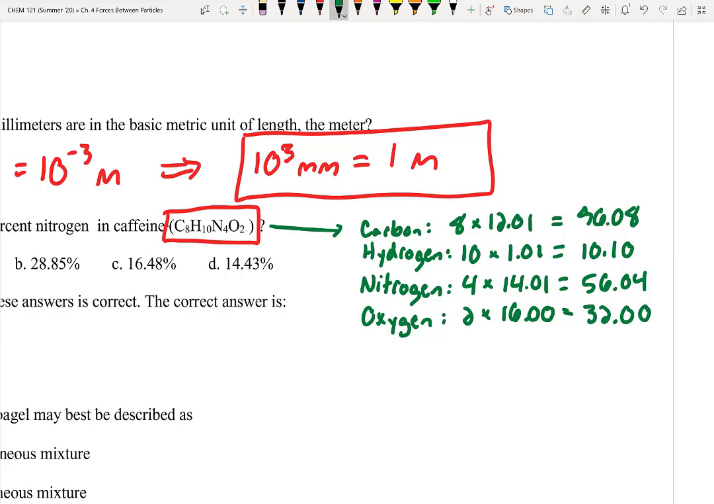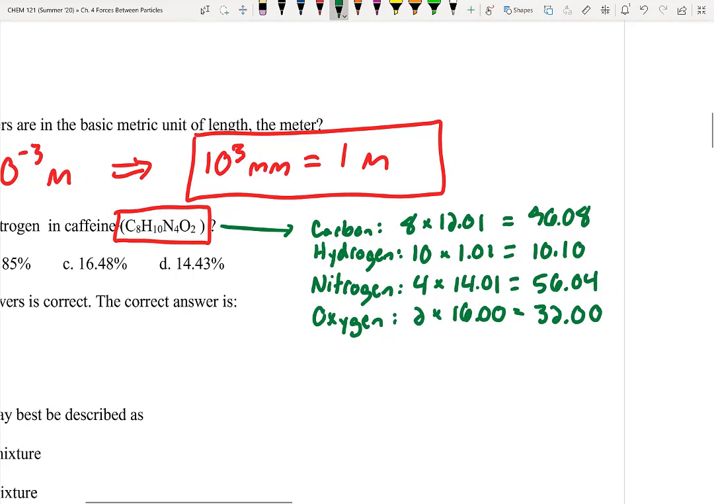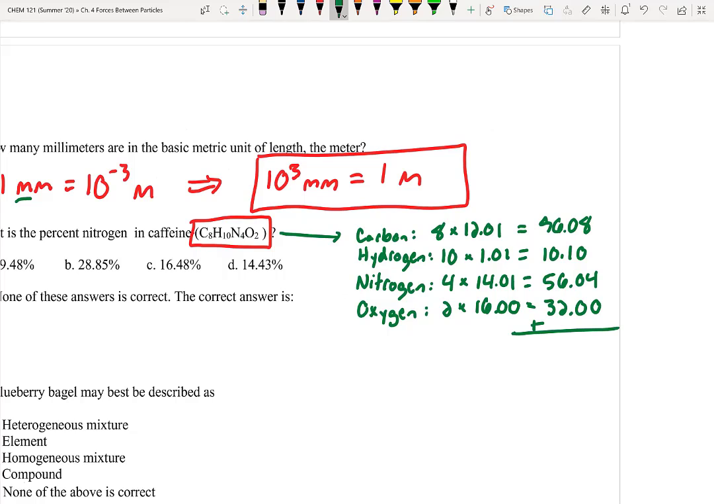All right, now what I want to do is let's add this all together. So let's focus in on these and add them all together. So I've got 96.08 plus 10.10 plus 56.04 plus 32. It looks like the total molecular mass for this would be 194.22 AMU, or grams per mole, however you want to write it.